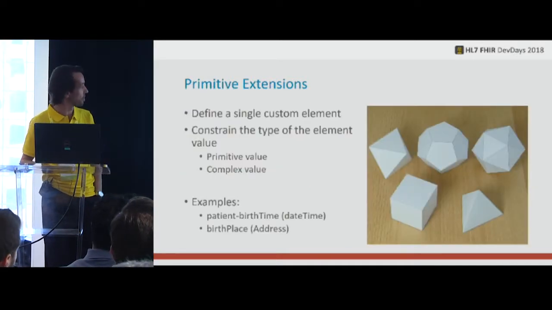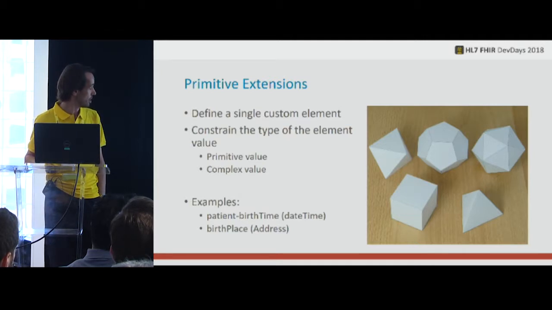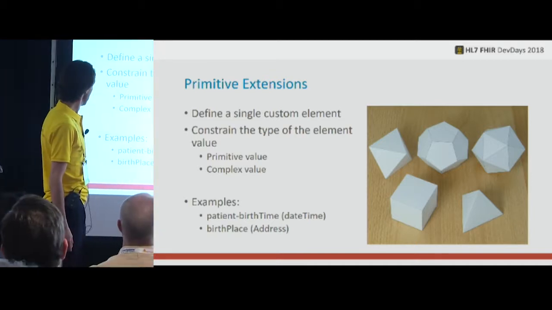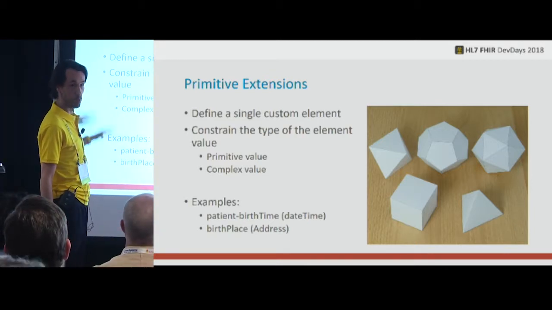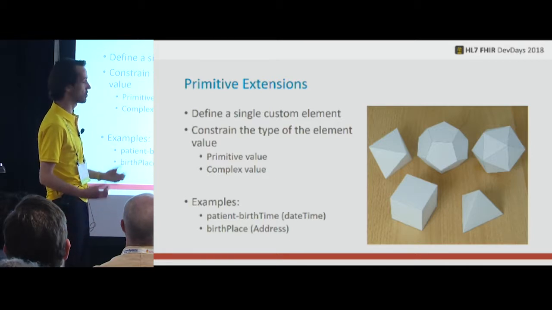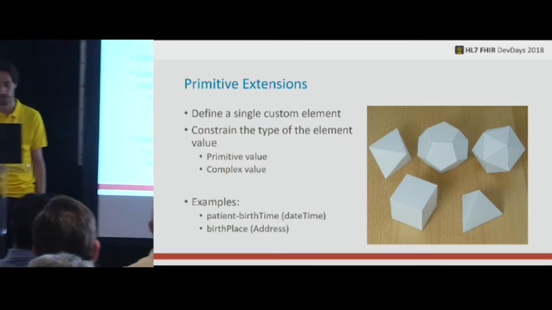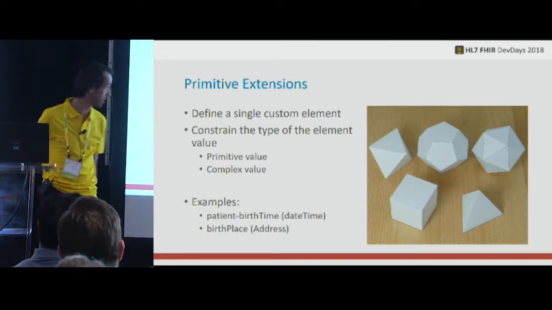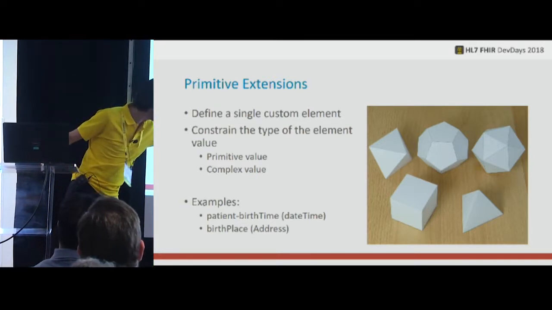So the basic examples are primitive extensions. A primitive value, like maybe just a string value or an integer, your body weight or something. You see a lot of those extensions. Most of the extensions that you can see in the registry are just a string, an integer, or a Boolean. Like a birth time, for example, or a birthplace, which would be a string. Oh, this is complex.